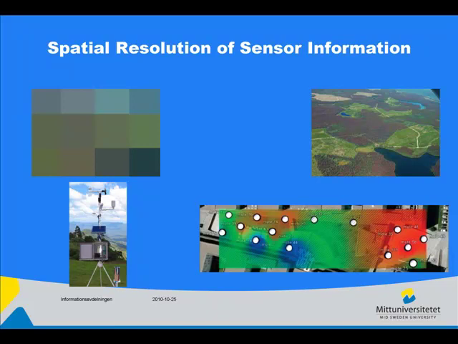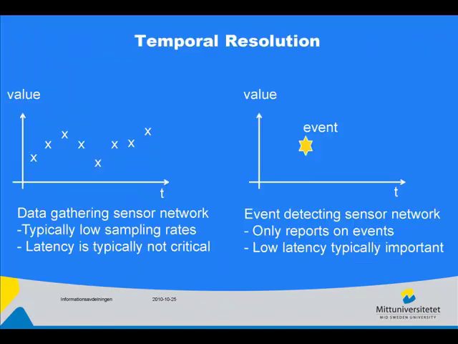And this is an example of environmental monitoring in an urban area where we measure temperature, I think, and then you can overlay a sensor information map onto the geographical map and have another kind of image of the situation. Temporal resolution, well, typically these are slow processes, so you don't need such a high sample rate. But this is one kind of system where you periodically gather data.